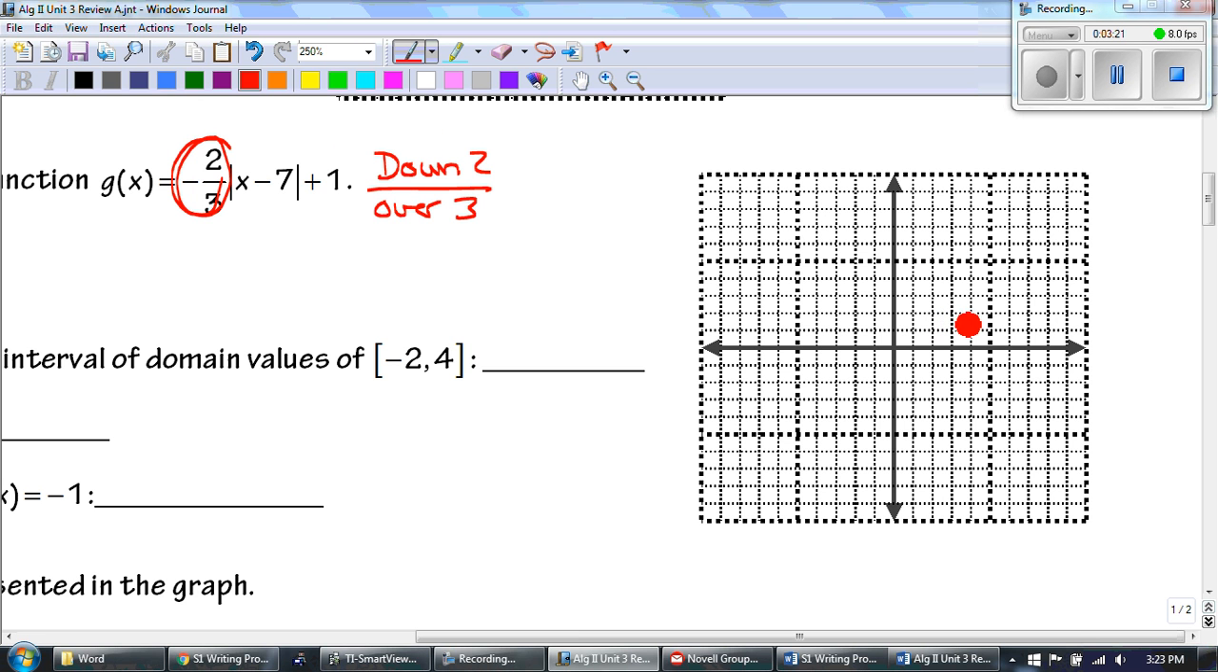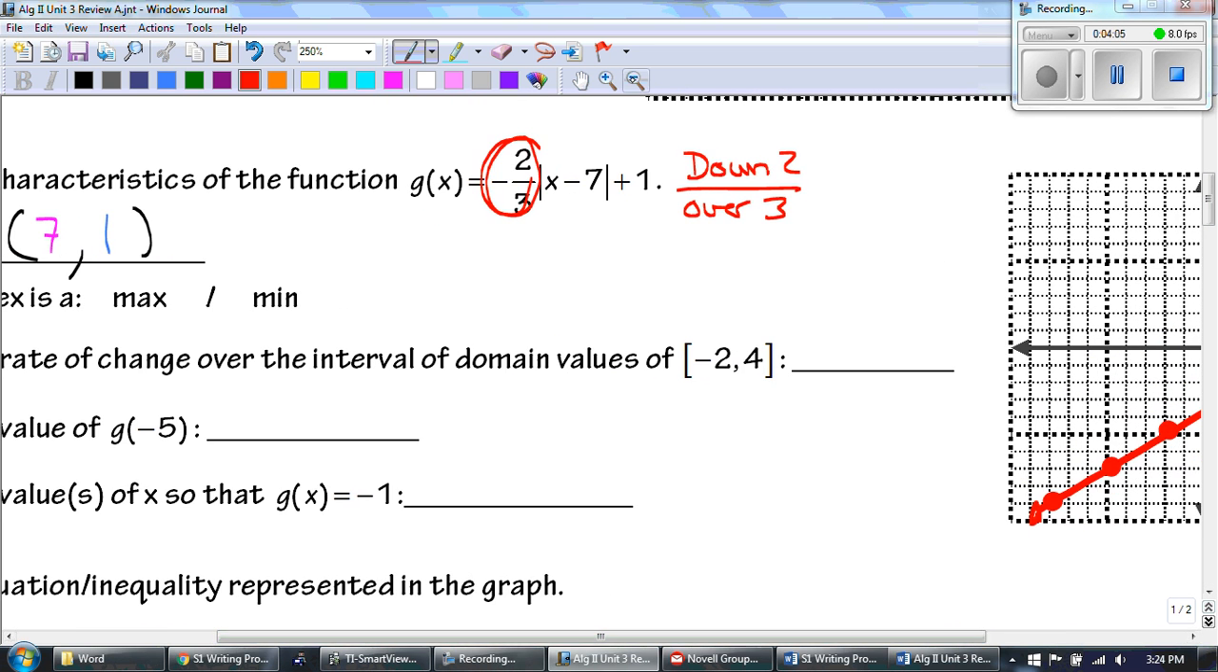So we said that this starts at positive 7, 1, which is up here. And then we're going to go down 2 over 3, down 2 over 3, in both directions. Absolute value, that means it's going to make a V. Does yours make a V? Okay. There we go.